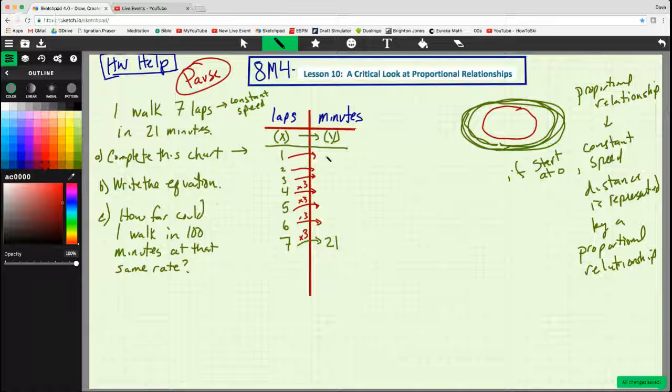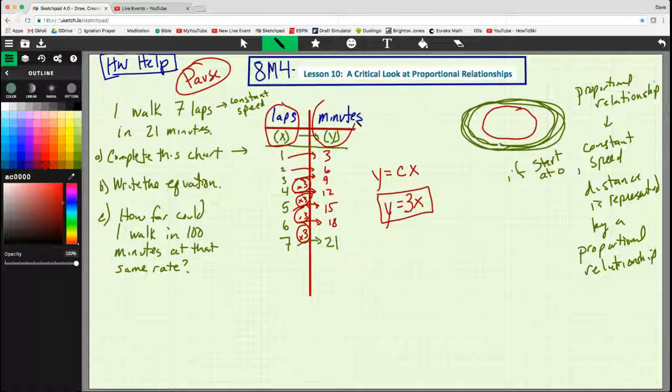And so 1 lap takes 3 minutes, 2 laps is 6, 3 is 9, 4 is 12, 5 is 15, 6 is 18. Now we want to write the equation. So the equation of a proportional relationship is y equals c times x. Well, that c is this multiplier number. So our formula is y equals 3x, where x is our laps and y is our minutes.